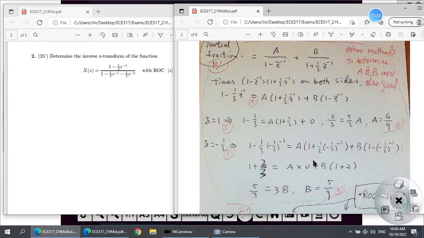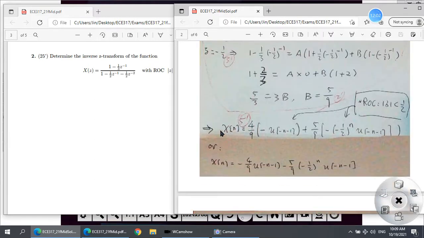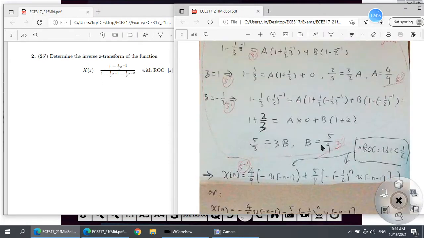Now you can have different ways. You can put in different values of z, or just compare both sides of this equation. You compare the constant terms and z to the -1 terms, and you can also solve the equation to find these values. But it doesn't matter which method. Finally, you will have A and B. A is 4 ninths and B is 5 ninths. Okay, then you can go back to the time domain, right? You have A and B, then you can go back to the time domain.